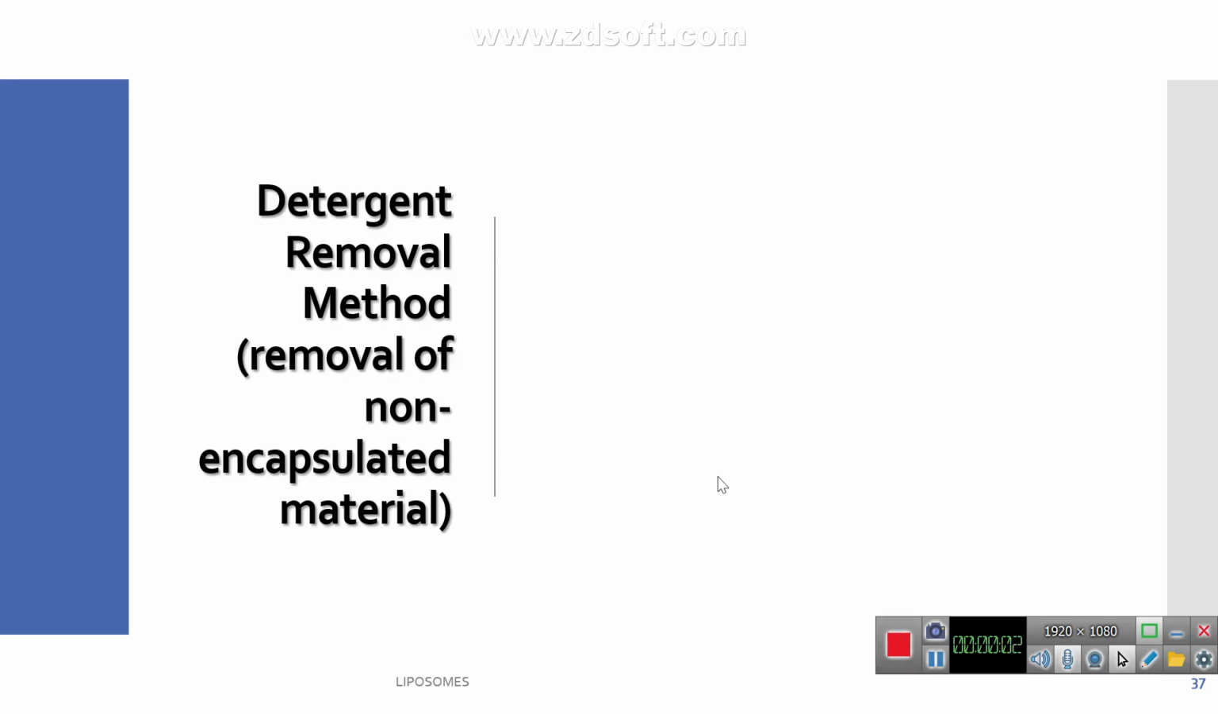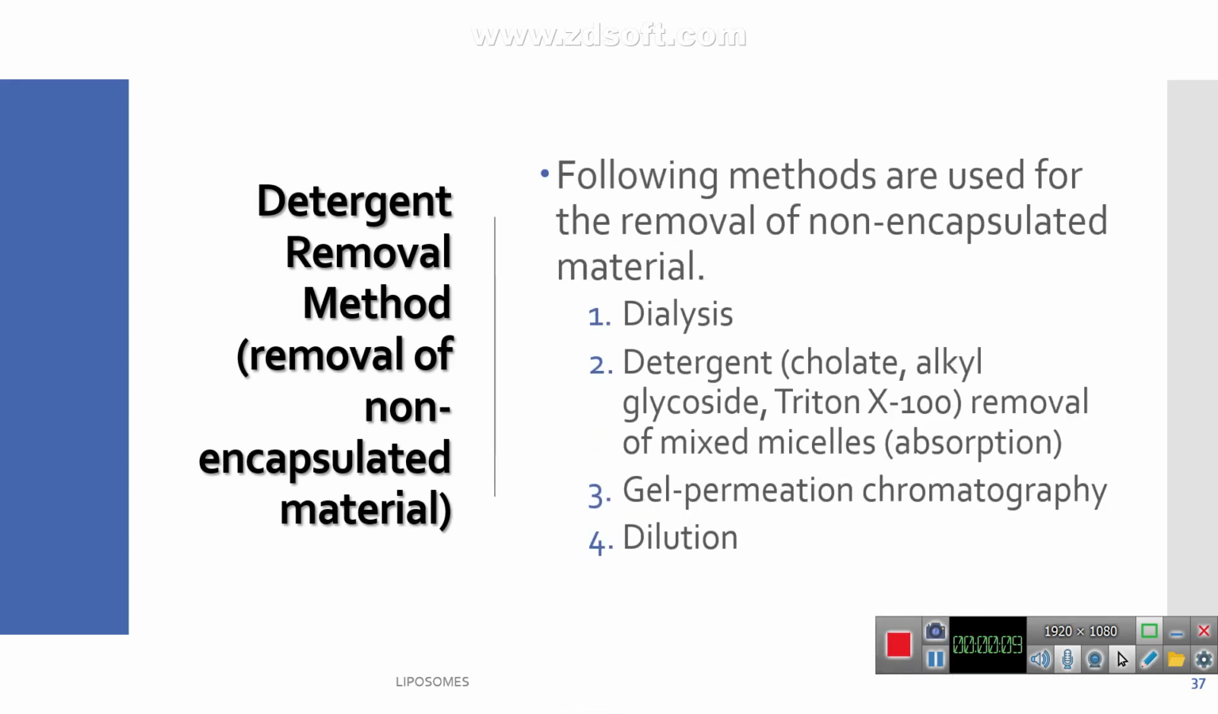The third method for liposomal production is the detergent removal method, or removal of non-encapsulated material. There are different methods which are used for the removal of non-encapsulated materials. We are not going to study them in detail, but rather we will be studying their names and a simple brief introduction. First is dialysis. Dialysis is used for the removal of non-encapsulated material, either prior to drug loading or after drug loading.